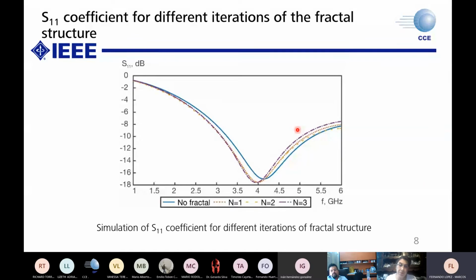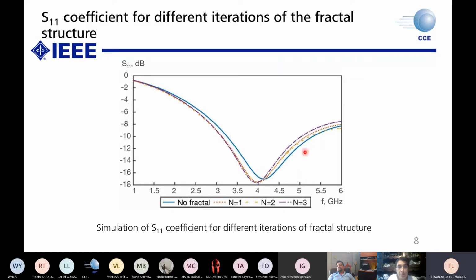Using the software Ansoft HFSS release 13, we simulated the reflection coefficient for different iterations of the fractal structure. The results are shown in this slide. The electrical length increases with a greater number of iterations. The simulation of the reflection coefficient with no fractal structure is the continuous line, and the iterations of the fractal structure are denoted with a dotted line, with 1, 2, and 3 iterations.